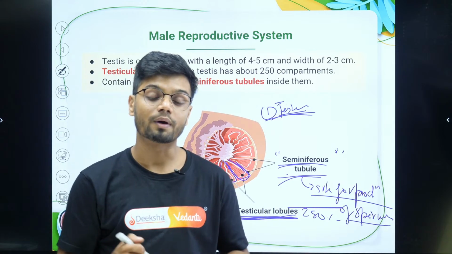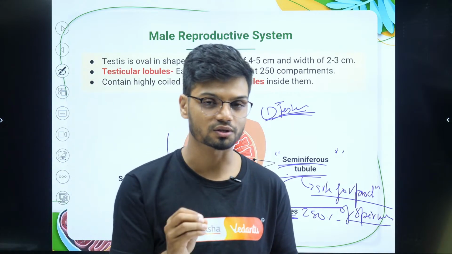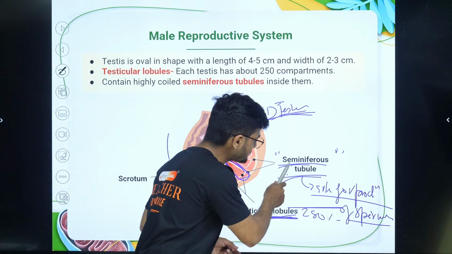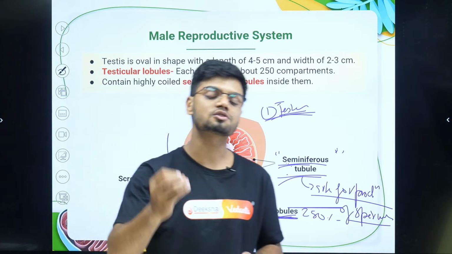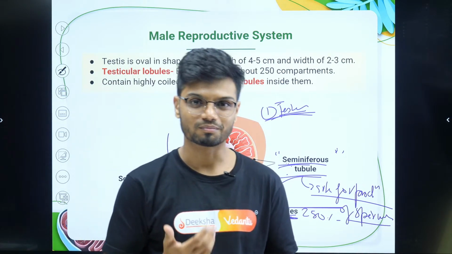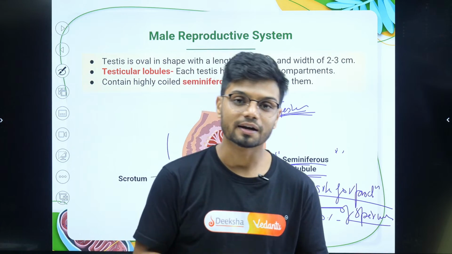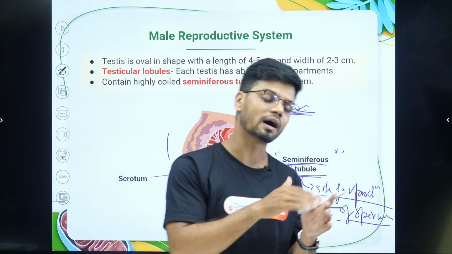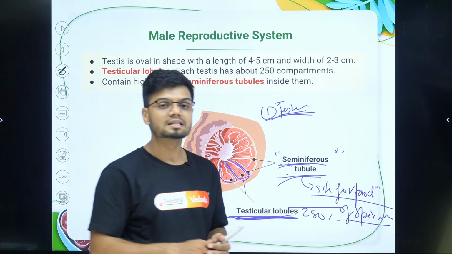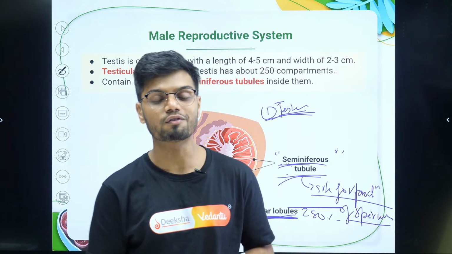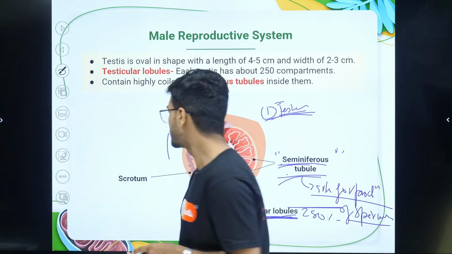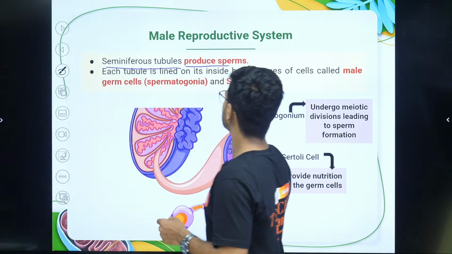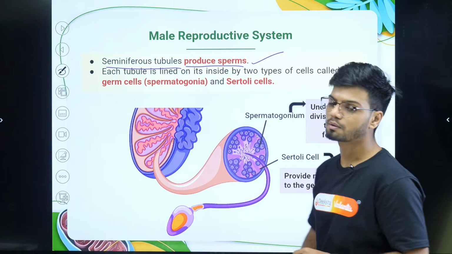So if someone asks you at what exact location sperm is produced, what should you say? It is the seminiferous tubules. Inside the seminiferous tubules sperms are generated or formed. Clear? It's not just the testis. Inside the testis you have testicular lobules, inside the testicular lobules you have seminiferous tubules, and the seminiferous tubules are the site for production of sperms.